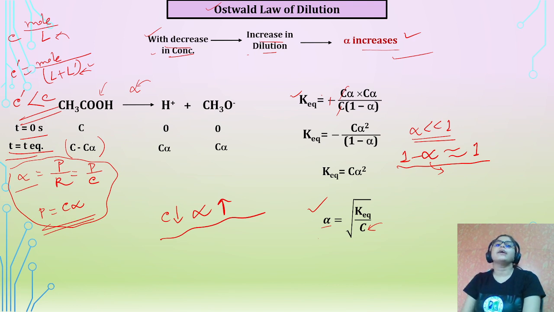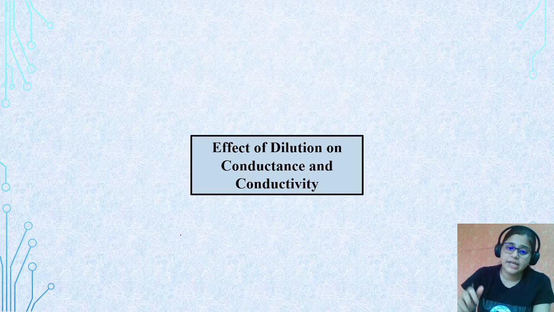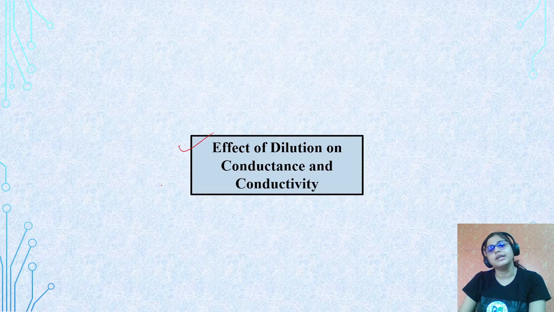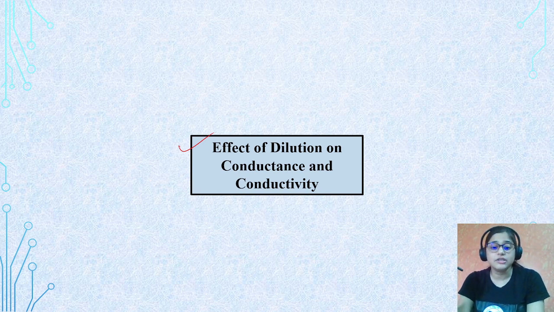Fine. Now why are we reading this kind of thing? The knowledge of this is fine, but there should be some reason, right? Why are we reading it, or how? These kinds of concepts are important to understand the effect of dilution on conductance and conductivity. See, we were talking about the dissociation of the electrolytes. Now we are relating that with conductance and conductivity, the effect of dilution. See how chemistry is like magic.